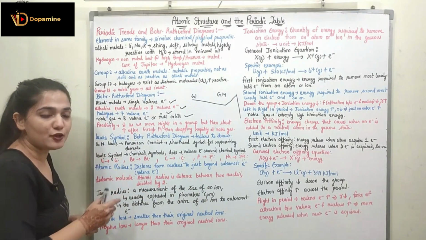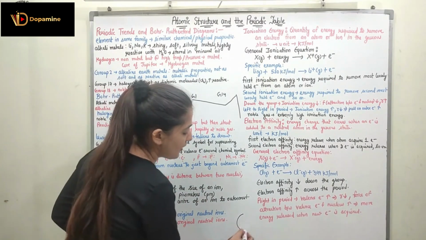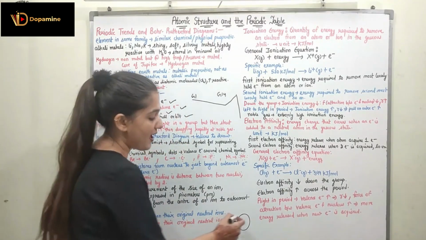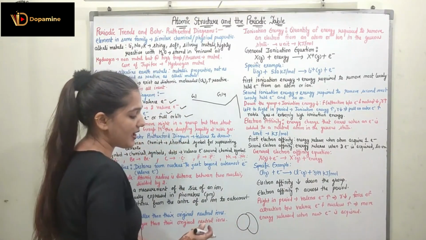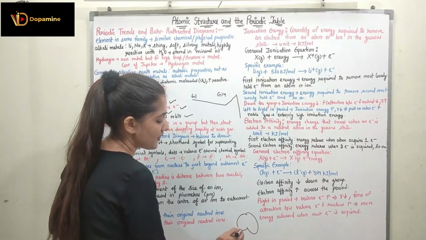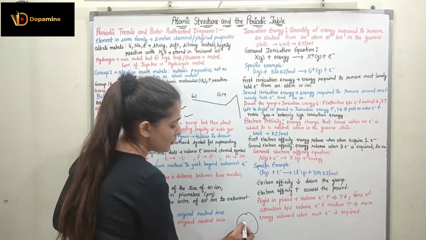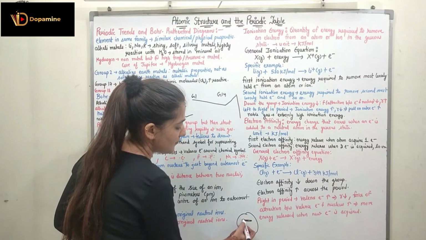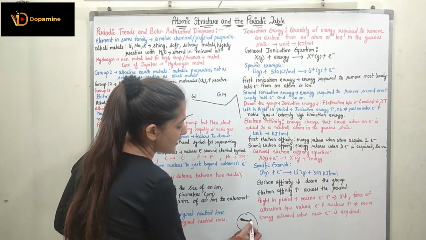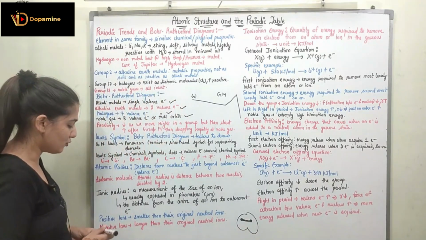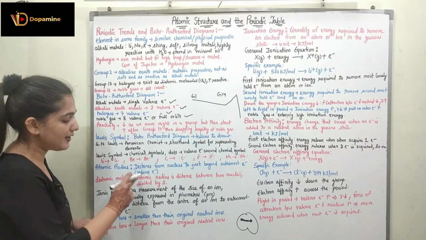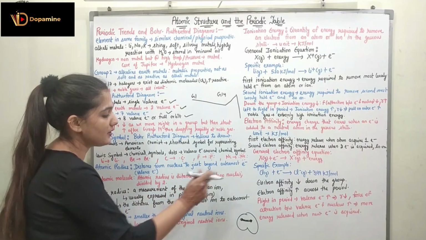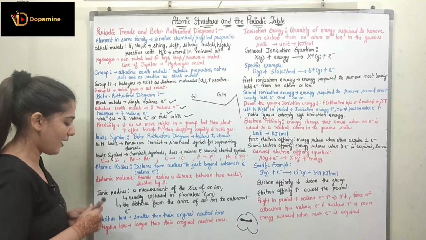Now in a diatomic molecule, if I am not having only a single atom but a molecule with 2 atoms like Cl2, then these are the 2 nuclei. We find the distance between the 2 nuclei and divide it by 2. So in a diatomic molecule, atomic radius is the distance between the 2 nuclei divided by 2.